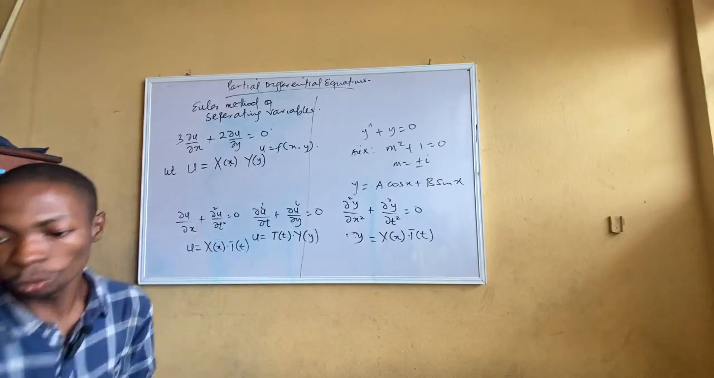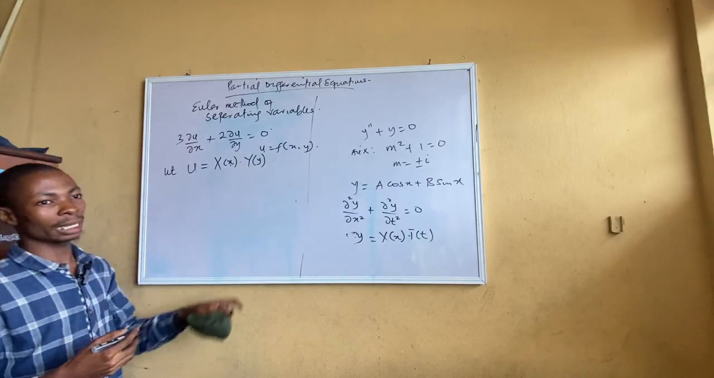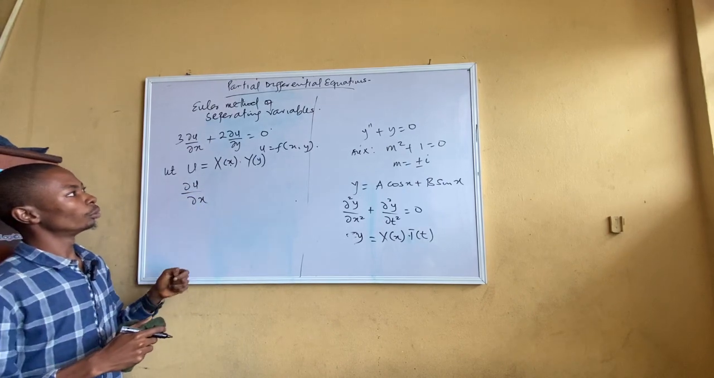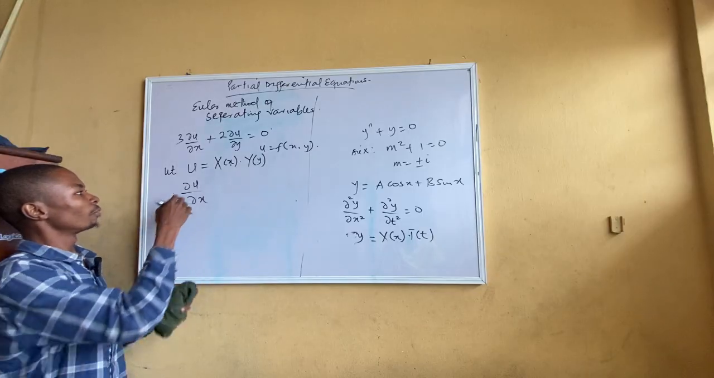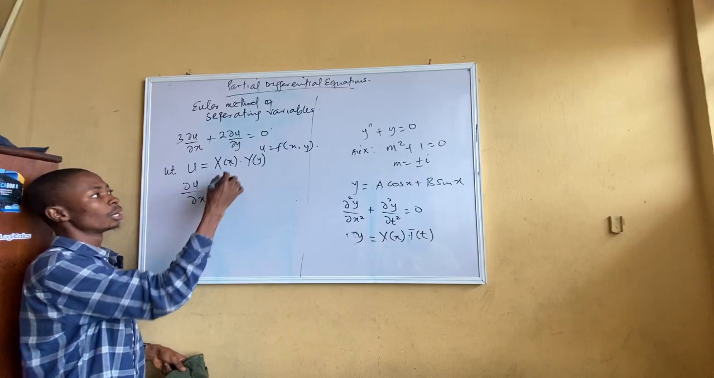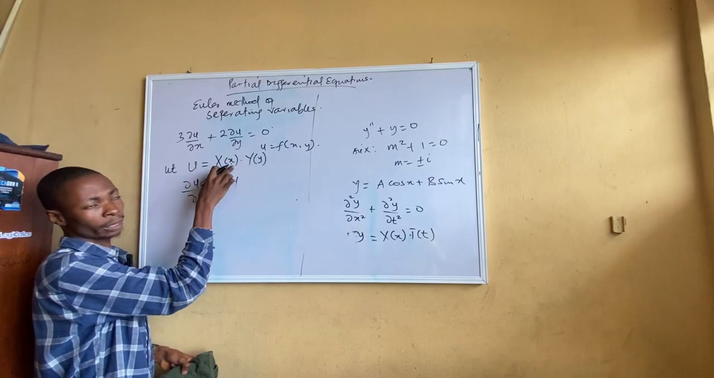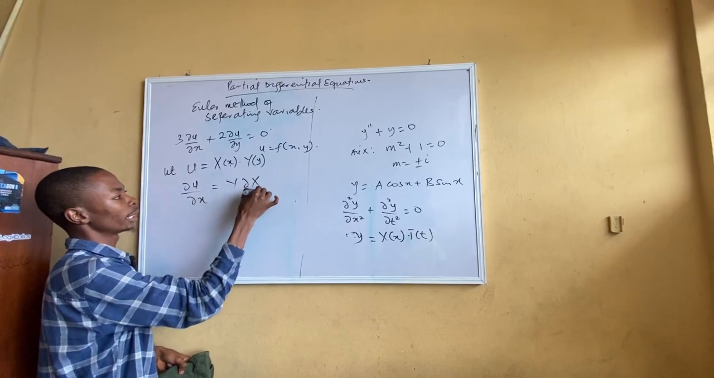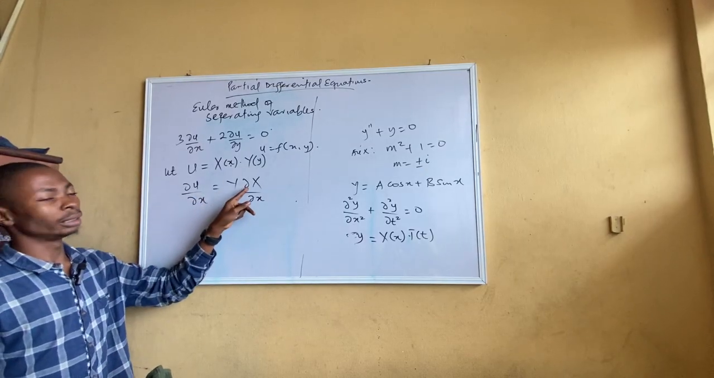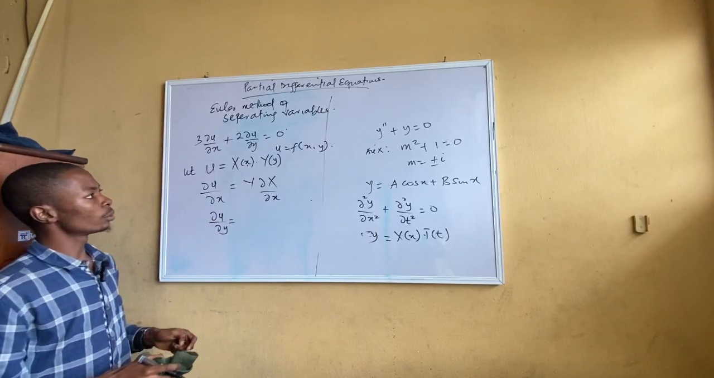Let u equals X(x) Y(y). Then we differentiate partially. So what is del u/del x? What is du/dx? You know, this is an implicit function now. If I'm differentiating u partially with respect to x, I will take Y as constant and just differentiate this X. So Y will be constant, then we differentiate X with respect to x, dX/dx. That's how it's going to be. So du/dx equals Y dX/dx. And what is du/dy?